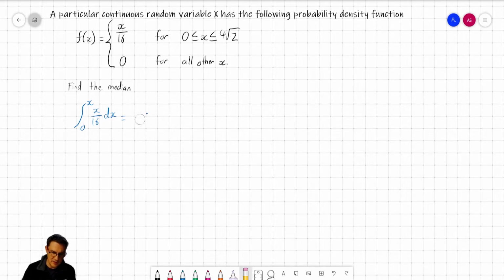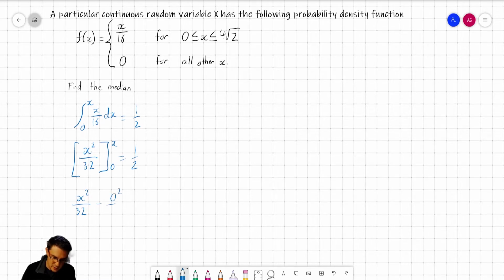So in many regards, rather than 0.5, what we might do is change that, and we'll use a half in this case. So as we go ahead and integrate this now, what that's going to give us is x squared over 32. Okay, and that's between x and 0 still. That's going to be equal to a half. If we substitute this in now, we're going to have x squared over 32, as we substitute an x value, minus 0 squared over 32. That's going to be equal to a half. But because of the 0, that basically goes away.